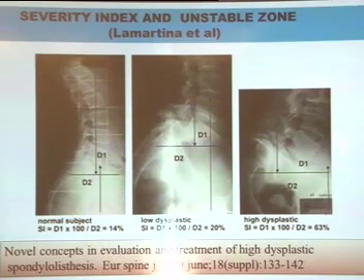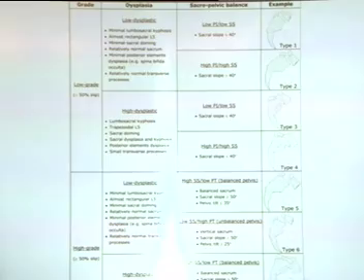So you draw a rectangle there. Suppose this is a 5 centimeter between the D1 and D2. You draw a 5 centimeter rectangle. If only L5 comes into it, then you have to fuse the L5 only. But if L4 also comes into that unstable zone, then you have to include the L4 also in your surgery.